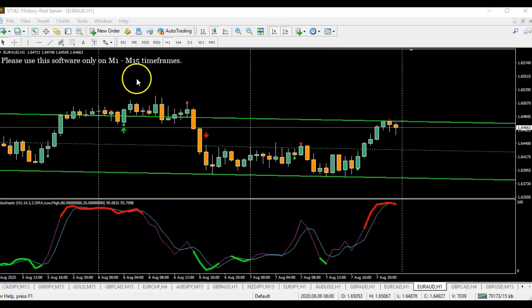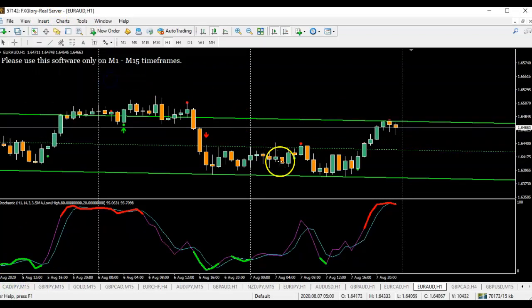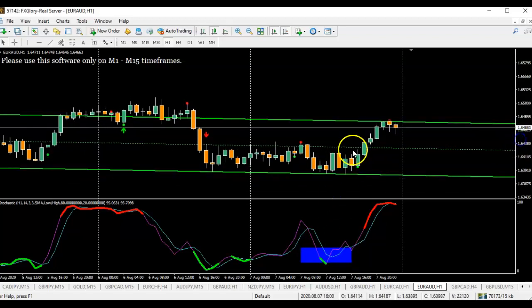Again, we're looking for 3 or 4 reasons to take a trade. The trades are very specific. You need several things to line up. This is the Euro Australian dollar. Again, Stochastics needs to be oversold and price needs to be at a sell zone, which we do have. And we also need a candle reversal pattern.